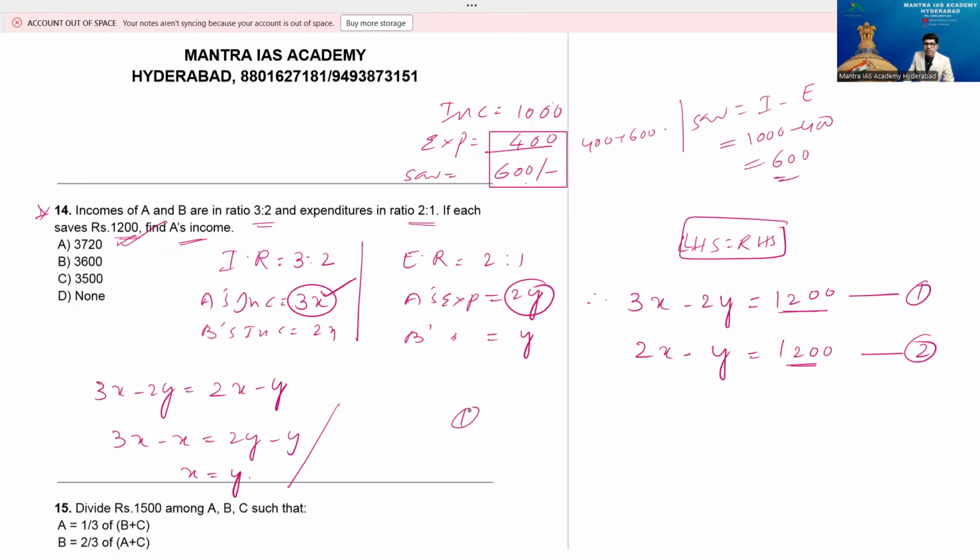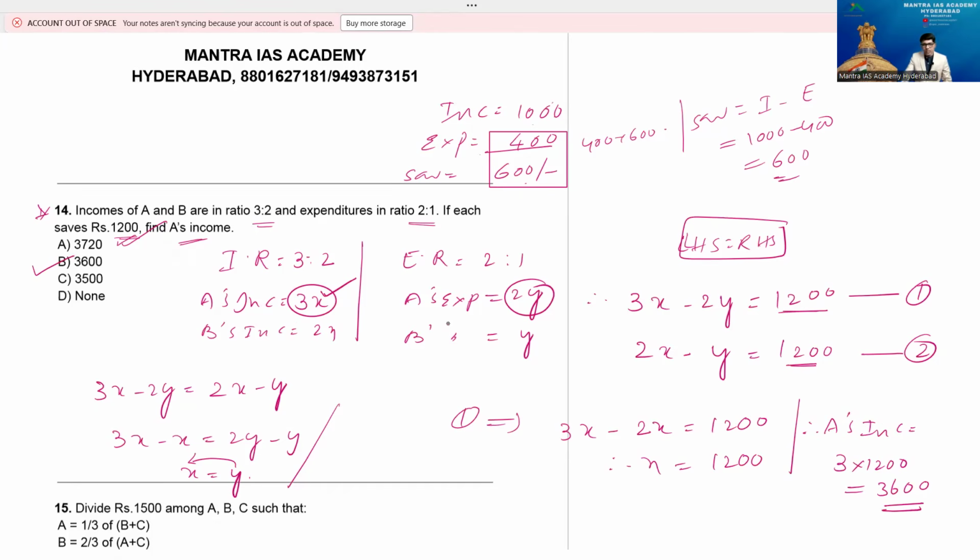So in the first equation, 3x, instead of y I am taking x, because y is equal to x now. So x is equal to 1200. My target is A's income. A's income is 3x. Therefore, A's income is equal to 3 into 1200, its value 3600. That option is B, beta. A beautiful problem. Of course, just follow this.